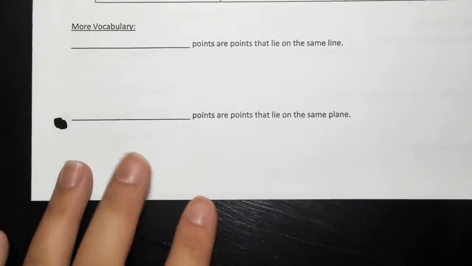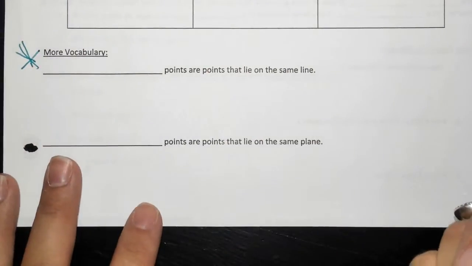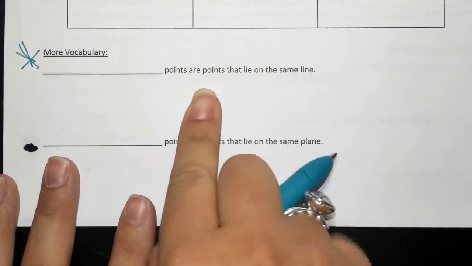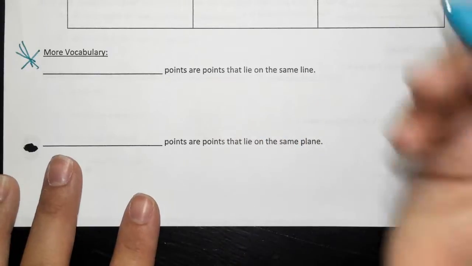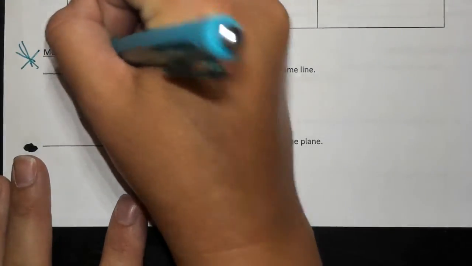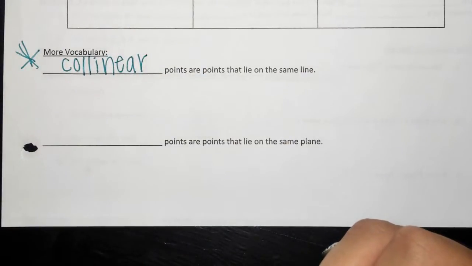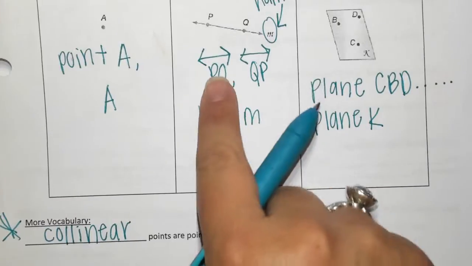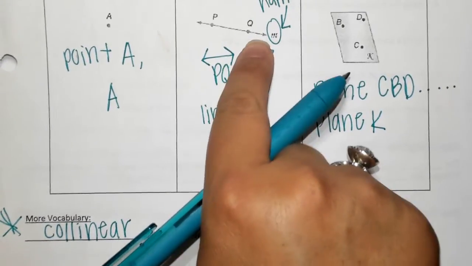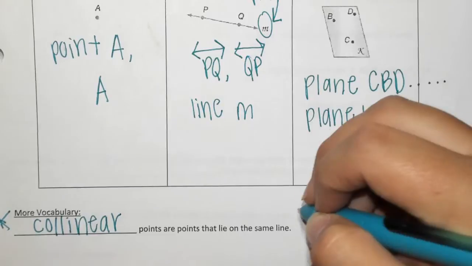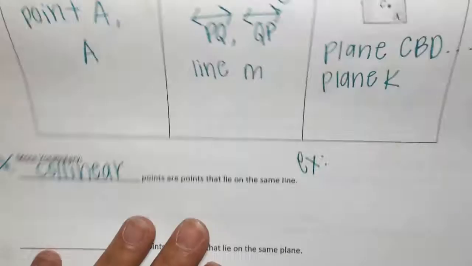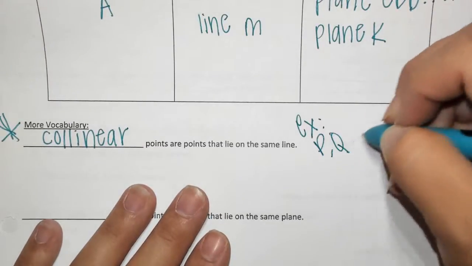Now we have to learn a couple more words. So this is new vocabulary you have not heard yet. Blank points are points that lie on the same line. The word for that is collinear. Collinear. An example, this right here, P and Q are on the same line, so they are collinear. So right here, I'm going to put example, P, Q, and I'm going to draw an arrow.